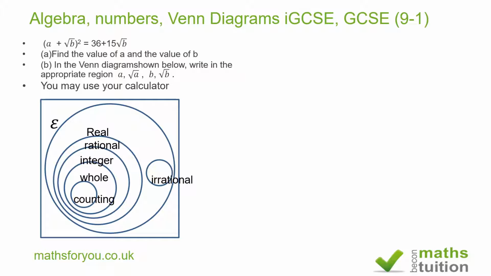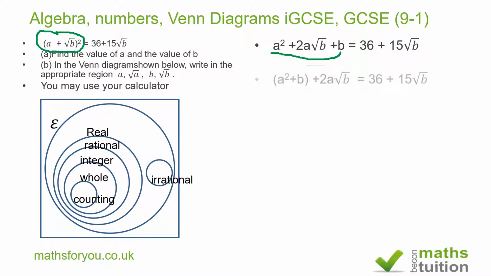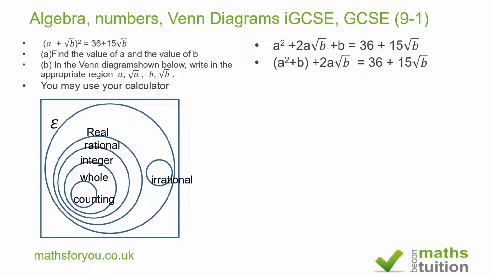Now, firstly, what I do is to expand (a plus root b) all squared. And for that, I get a squared plus 2a root b plus b is equal to 36 plus 15 root b. Now, if I put these two together, I have that a squared plus b plus 2a root b is equal to 36 plus 15 root b.